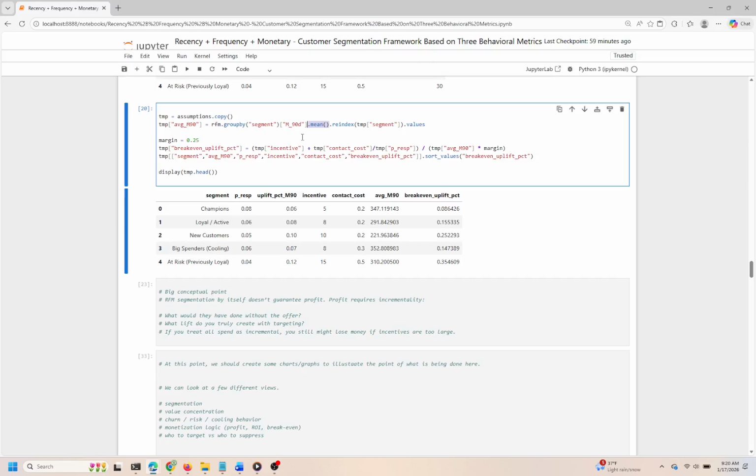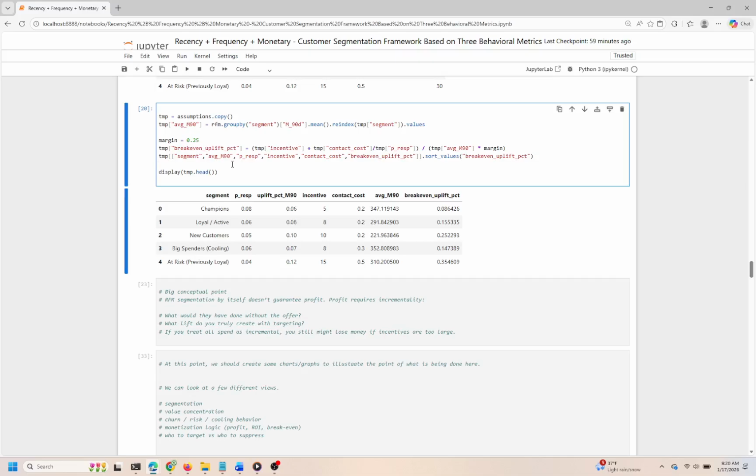our temporary data frame. Next, we introduce the concept of a break-even uplift percentage, which helps us gauge the minimum increase in customer engagement needed to justify the costs associated with incentives and contact. Here, we define a margin of 25% and proceed to calculate this uplift percentage using a formula that factors in both the costs incurred and the expected responses from customers. It's important to recognize that this calculation relies on several key variables, including the incentive offered, the cost of contacting customers, and the average value of customers from the previous step.